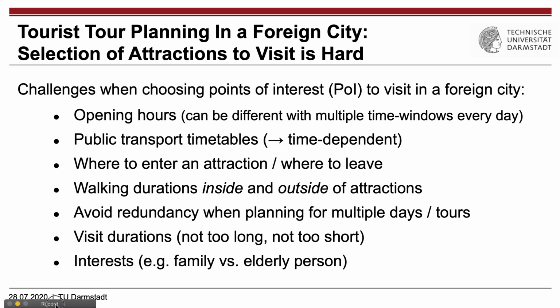So when planning a tourist tour, we need to consider several constraints like opening hours, the public transport timetable, and we need to consider where to leave and enter an attraction. We need to consider the walking times inside and outside of attractions, and we want to avoid redundancy when planning multiple tours.